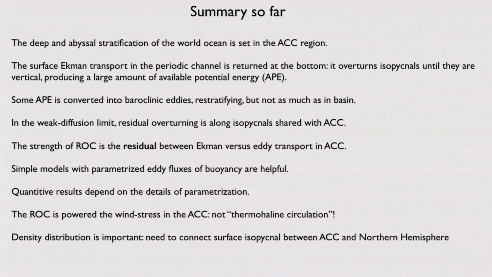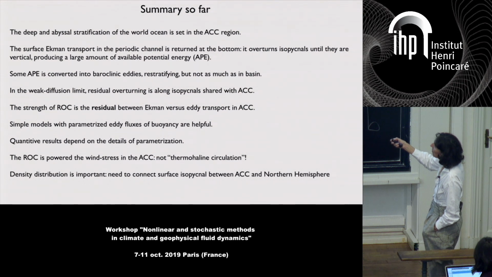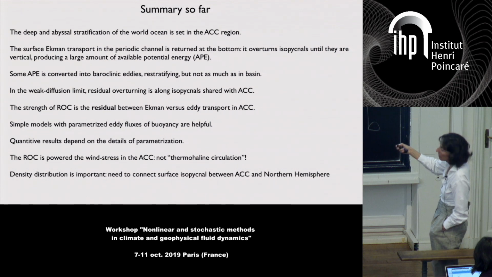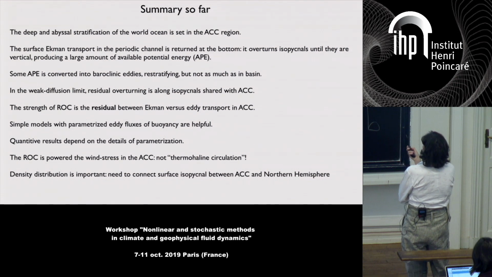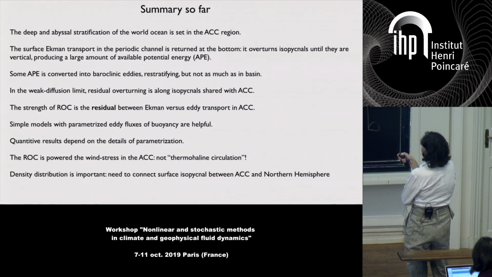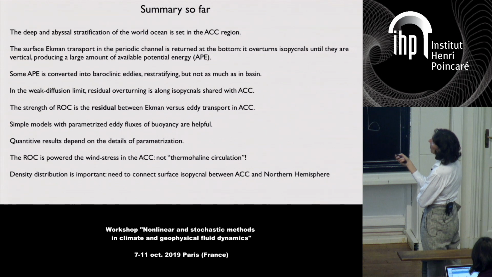So first of all, I didn't talk a lot about the abyssal stratification, but you can see from the pictures that it is set in the Antarctic circumpolar current region. And the driving force is the surface Ekman transport. It overturns the circulation, the isopycnals, until they're vertical. And that produces a large amount of available potential energy, which is converted by baroclinic eddies, which stratify, but not very much.